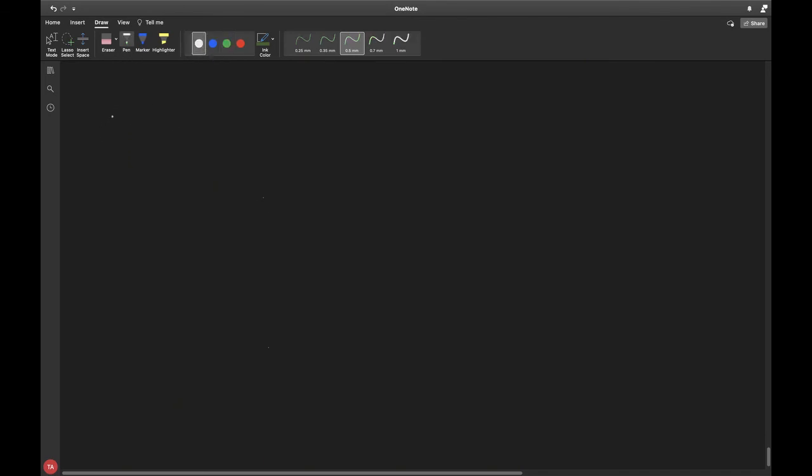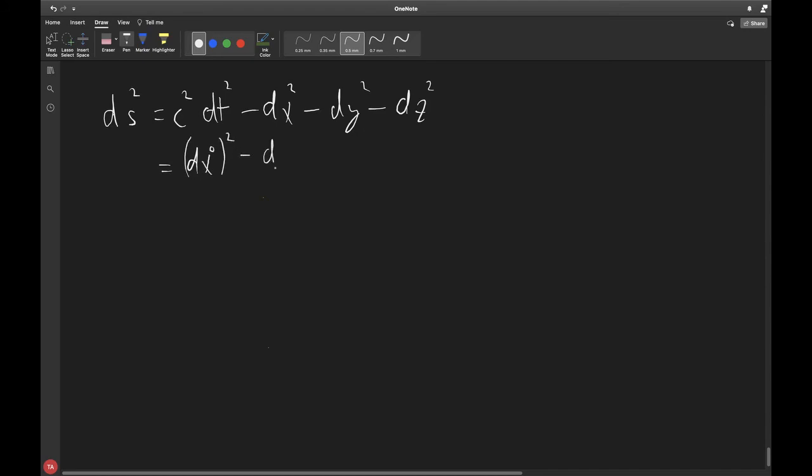So in the arc length, we had ds squared equal to c squared dt squared minus dx squared minus dy squared minus dz squared. But now we say that this is the dx 0 parameter, squared, minus dx 1 squared minus dx 2 squared minus dx 3 squared. I know it's confusing, but one of them is a power, the other is just a notation for the index.